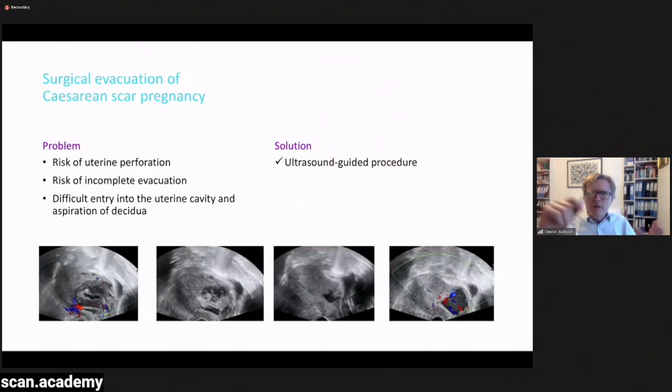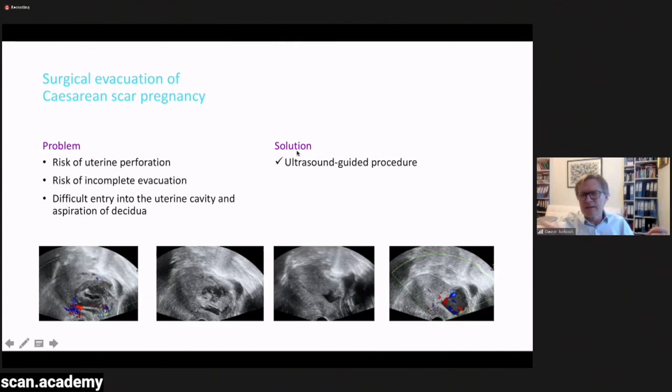The problem which we have with surgical evacuation is perceived risk of uterine perforation, because you are looking at the very thin endometrial layer covering pregnancy. You're looking at the risk of incomplete evacuation because it's quite hard to remove pregnancy tissue from an area which is irregular, and also women bleed, so you may end up leaving tissue behind, which could be a problem. And sometimes it's quite hard to enter the cavity and clean the decidua because pregnancy is in the way, and it's difficult to get past pregnancy into the cavity.